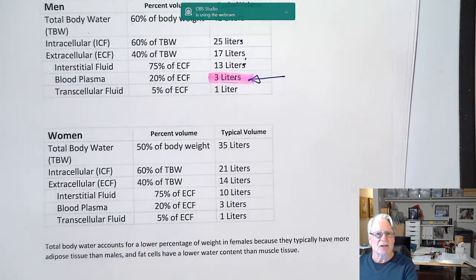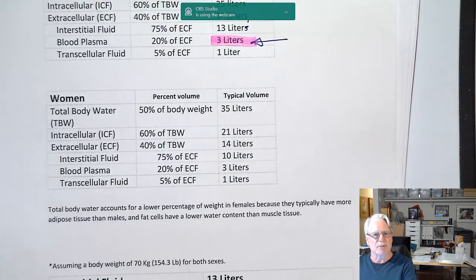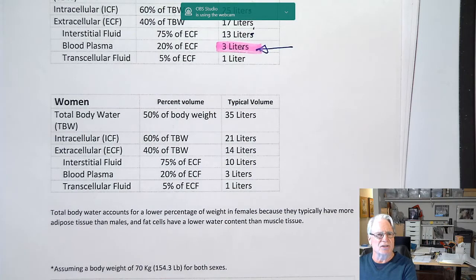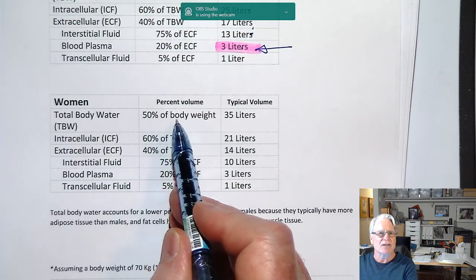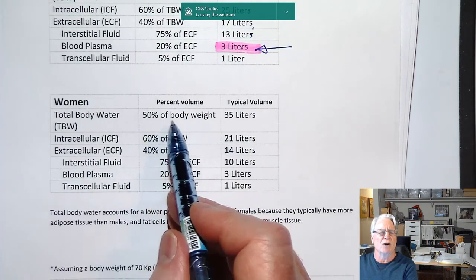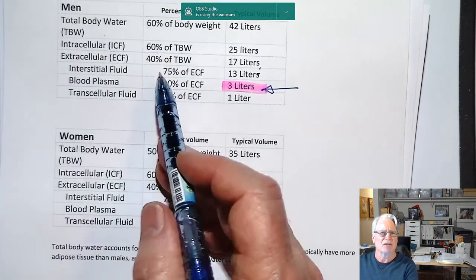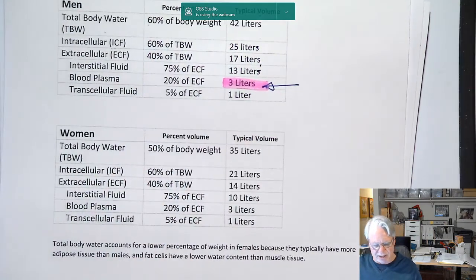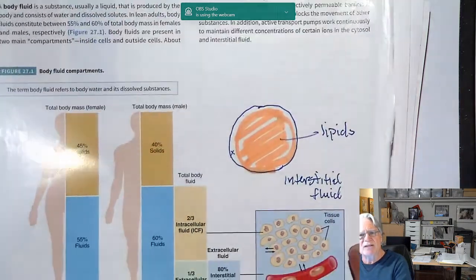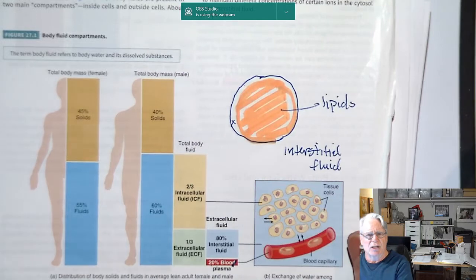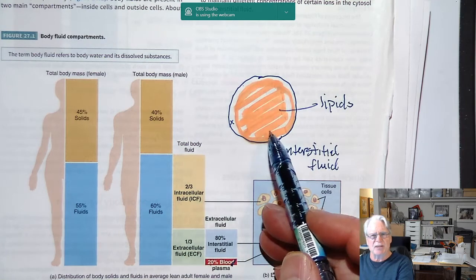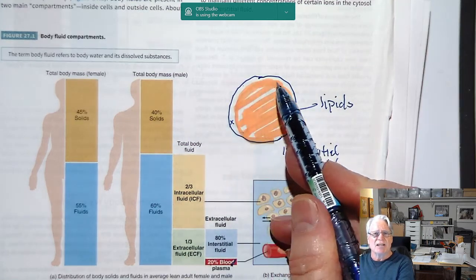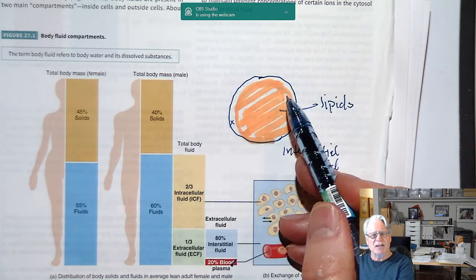If you'll notice, for women, it's a slightly different picture, but there are some very strong similarities. First of all, you'll notice that the percent body weight is lower. That is, the percent body weight of water is lower. It's only 50% as compared to 60%. Why is that? And the answer to that question is this. Women tend to have more adipose tissue. And adipose tissue is composed of adipocytes. And this is a picture of an adipocyte. And what you find inside an adipocyte is a very large droplet of triglycerides, fats.